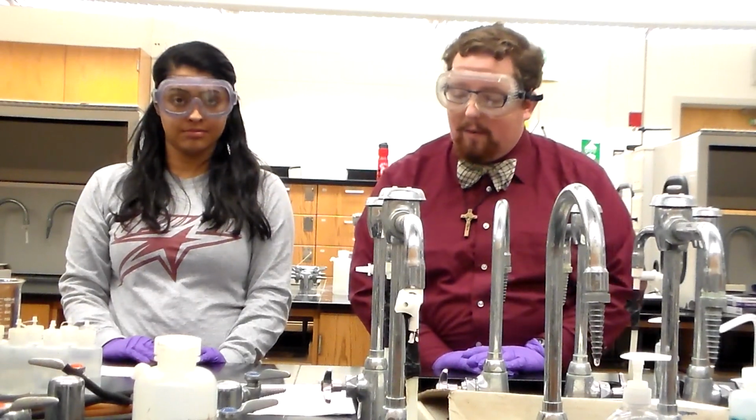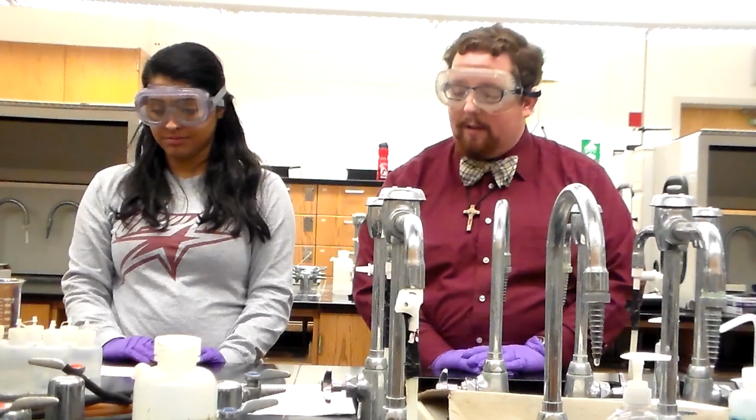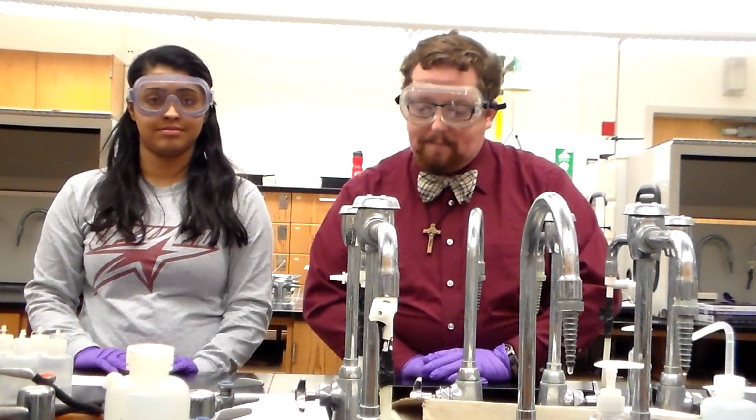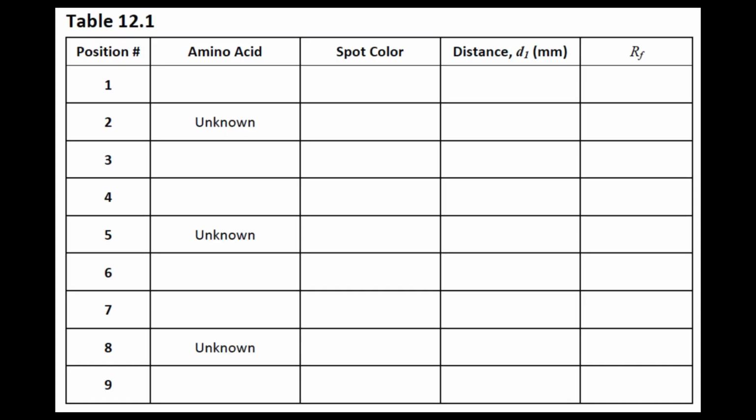Get a 1,000 milliliter beaker and pour in 50 milliliters of the solvent. Cover the beaker with an aluminum foil. Put 3 drops of each amino acid, as well as your unknown, into a separate well on a spot plate. Create a key by using table 12.1 so you don't mix up your amino acids.